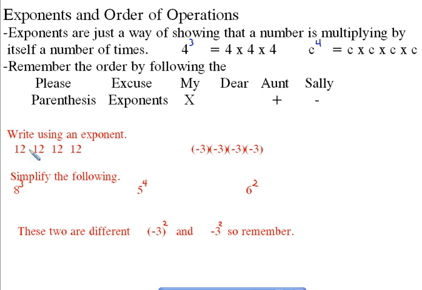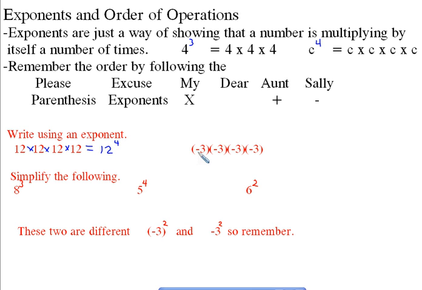So when you write something using an exponent, if this is a multiplication problem, and this right here is 12 times 12 times 12 times 12, it's all about counting. 12 is going to be the base, and the exponent is just going to be the amount of 12s. So you have 1, 2, 3, 4 that are multiplied by themselves.